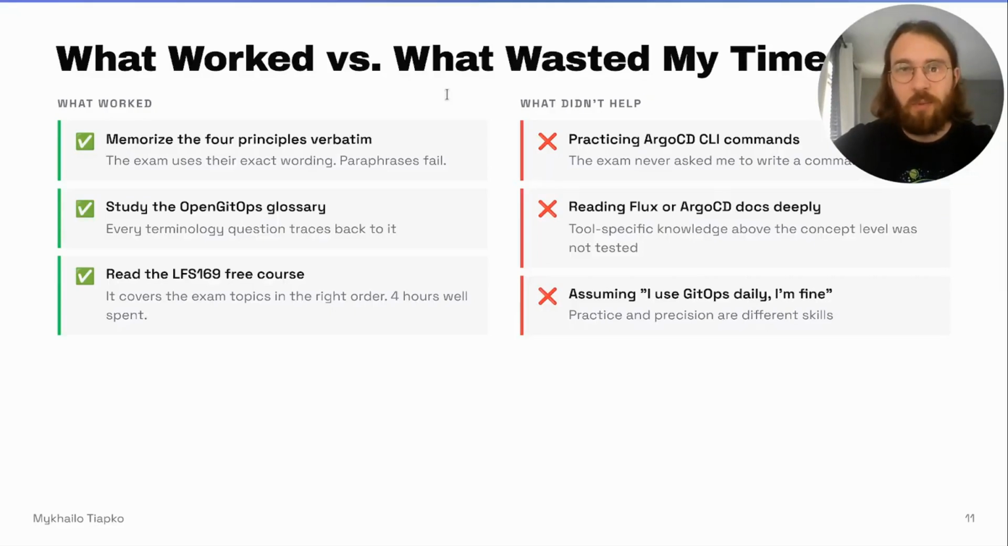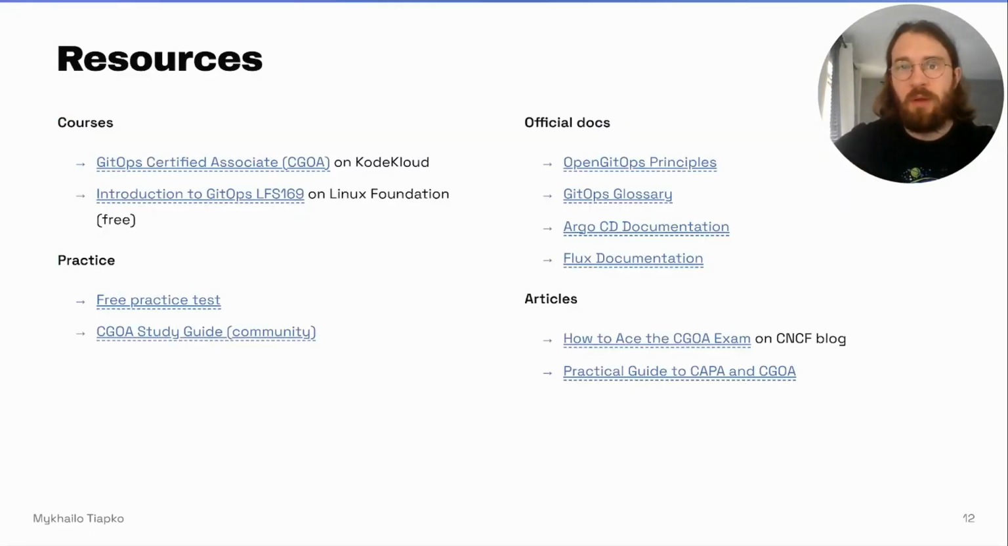Speaking of study time, I spent probably 8 hours on the weekends, but if I had targeted everything correctly from the start, it could have been 5 hours or less. On resources, as I mentioned, I would recommend the free course on the Linux Foundation website, and going through all the official documentation, which can be helpful. I also created a practice test that I did myself to fill the gaps. And here are a couple of articles if you wish to read them.